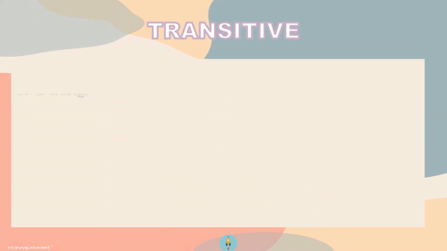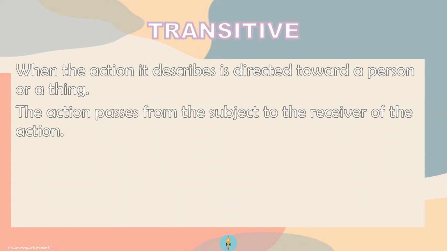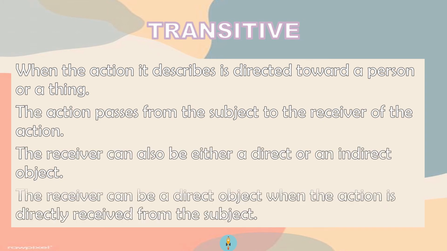An action verb can be transitive when the action it describes is directed toward a person or a thing. The action passes from the subject to the receiver of the action. The receiver can also be either a direct or an indirect object. The receiver can be a direct object when the action is directly received from the subject. The receiver can be an indirect object when the action is received indirectly. This means that the indirect object names the person to whom or for whom the action is for.